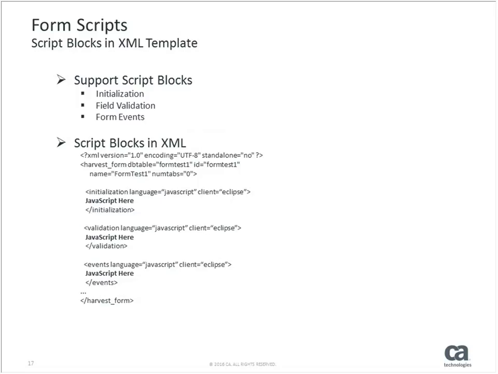Now, script blocks in the XML template. In the generated XML file, by default, no script tag will be present. In order to have validation, initialization, or events in your form, you need to have these tags. The initialization tag: when you open a form, this code gets executed, and here you can put all the code where you want to initialize your form.